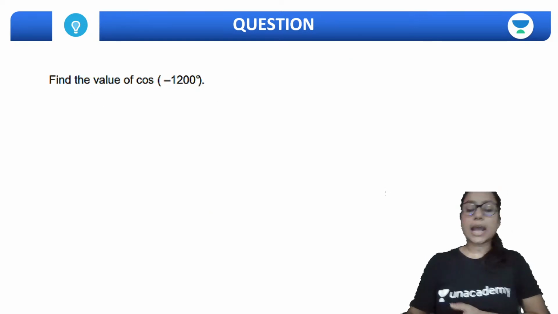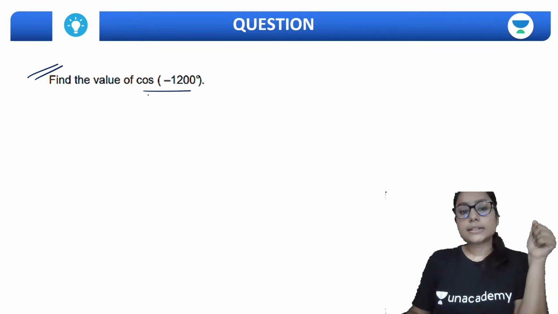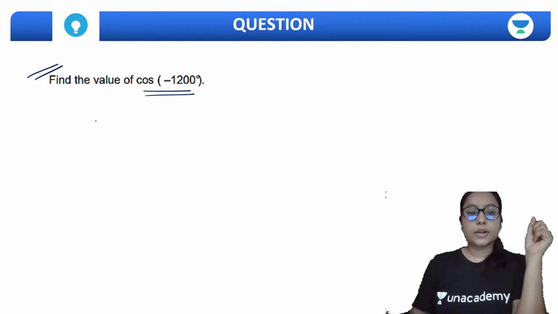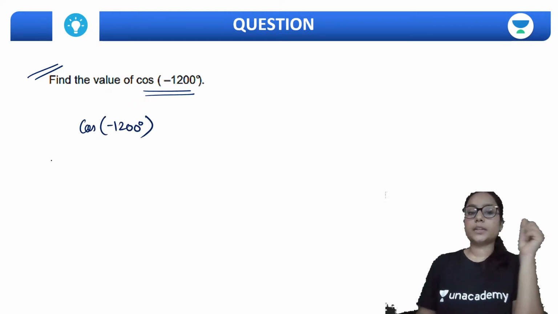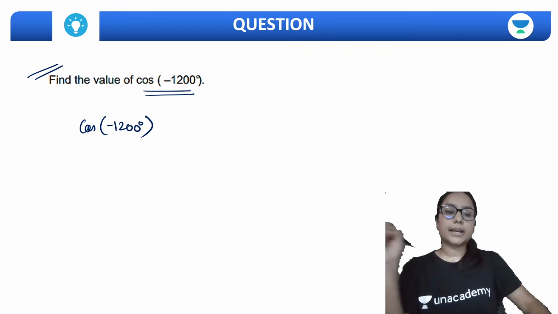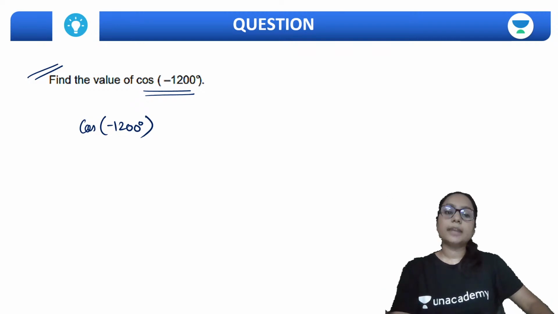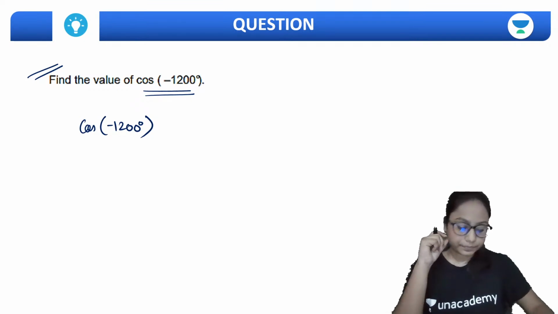Next one. The last question for today's session. Find the value of cos minus 1200 degrees. Okay? Cos minus 1200 degrees. Solve this. Use the ASTC rule. Convert the angle into an angle between 0 to 360 degrees. Find the quadrant and then find the value.